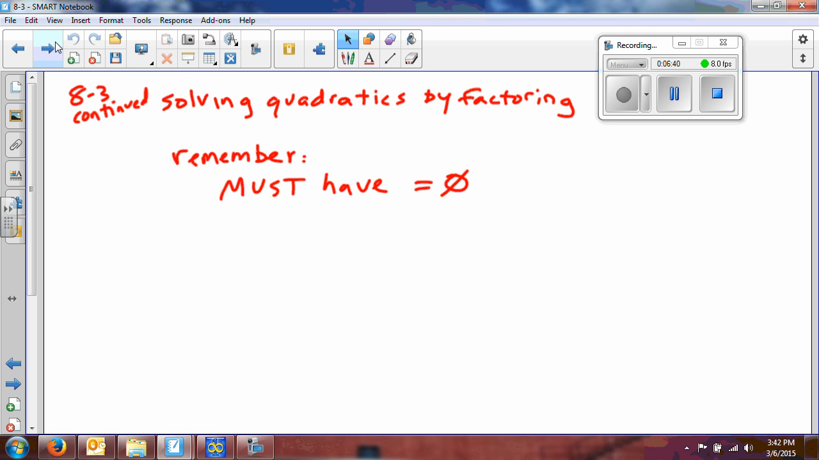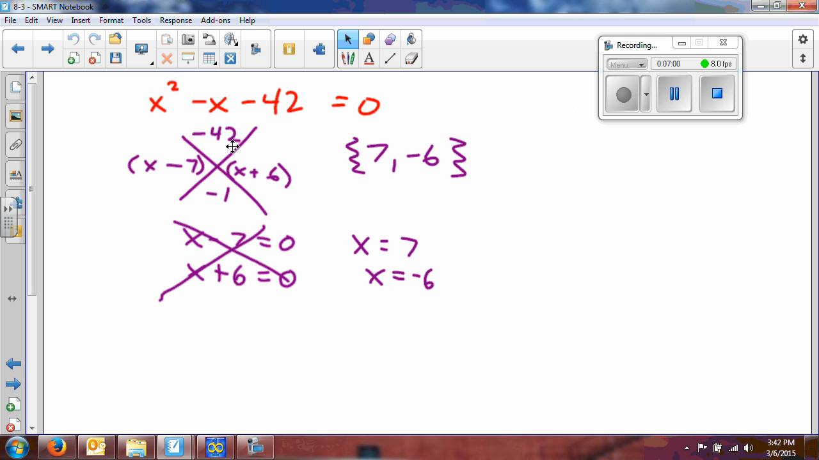Okay, here's the second part of 8-3, which doesn't have a whole lot more other than we are going to be solving now. So now we have equals 0, and go back to 8-2, watch the video about equals 0 and why all that has to work. Okay, so we still got x squared minus x minus 42, negative 42 on top. This is a negative 1, so put negative 1 on bottom. 7 times 6, and then negative 7 plus 6. We get our two numbers.